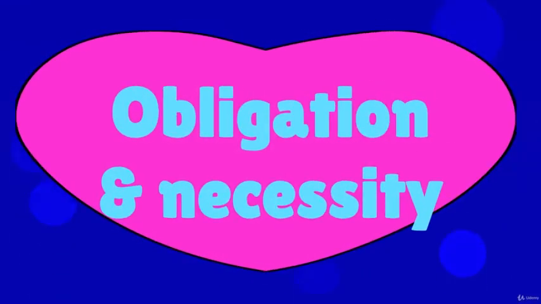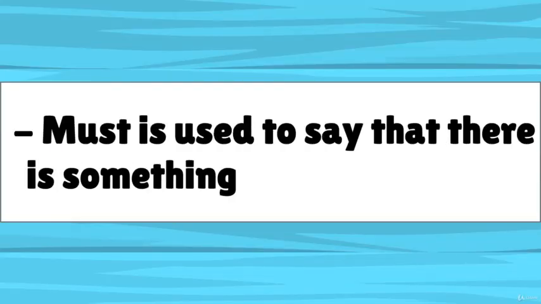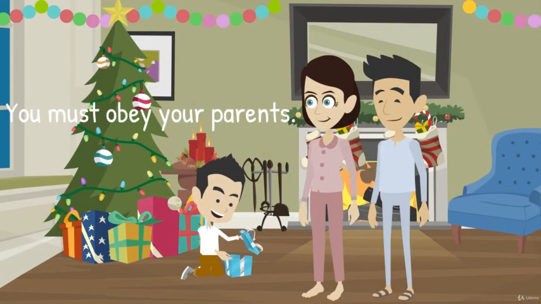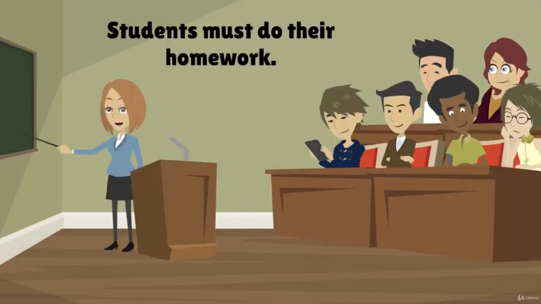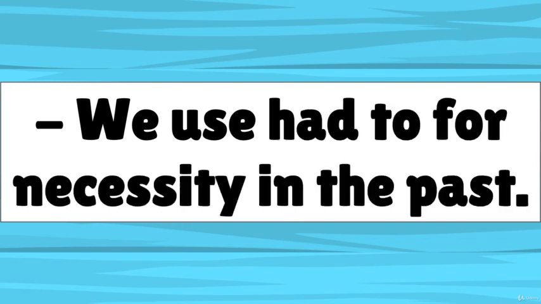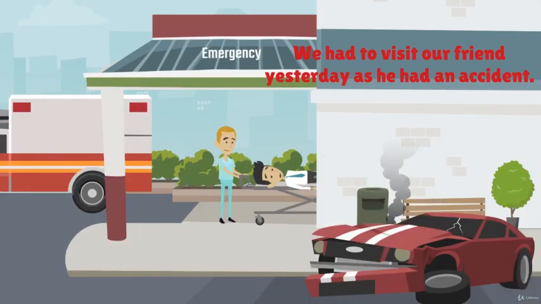Obligation and necessity. Must is used to say that there is something necessary to do. You must obey your parents. Students must do their homework. We use had to for necessity in the past. We had to visit our friend yesterday as he had an accident.